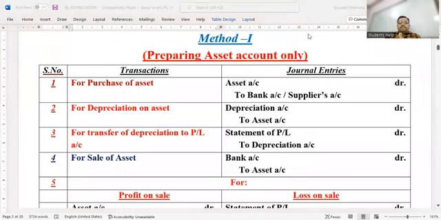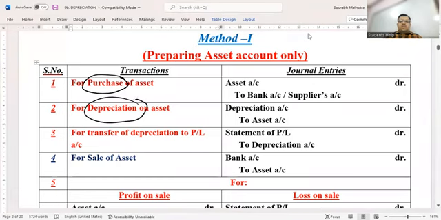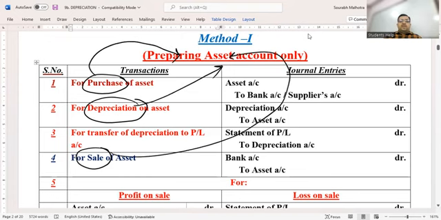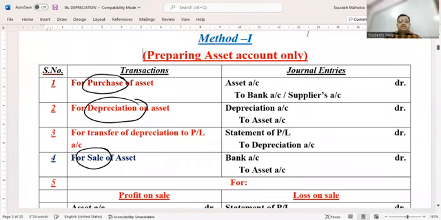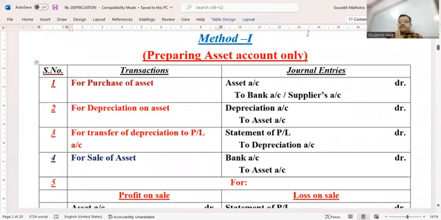Let's continue further with the first method of recording depreciation. The method states that whensoever we buy the asset, whensoever we depreciate the asset, and whensoever we sell that asset, all these three types of transactions would appear only at one place. And what is that one place? Asset account only. So we'll be recording all three types of transactions: buying the asset, depreciating it, as well as at the time of sale.